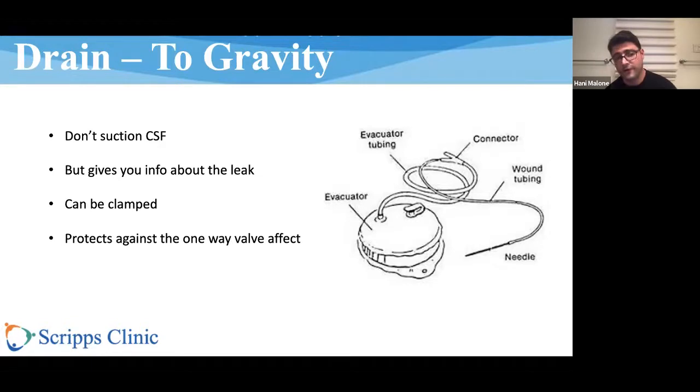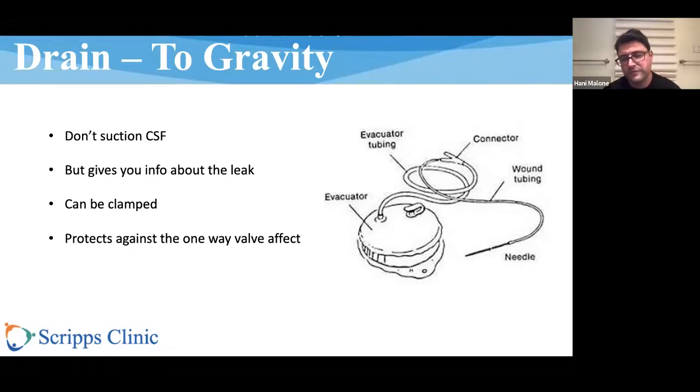And so in that scenario, say it's post-operative day one and there's still some leakage of fluid and most of the blood is cleared from the Hemovac on gravity, then you can clamp it, and that will allow the potential space to sort of pressurize, fill up with fluid, and it'll prevent the flow of fluid, which should allow the dura to heal. But it also prevents against the one-way valve effect.